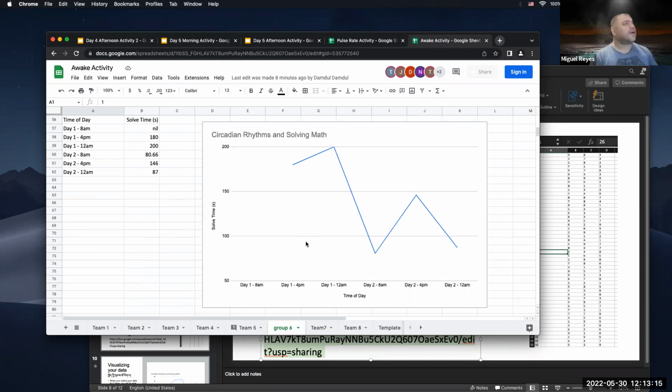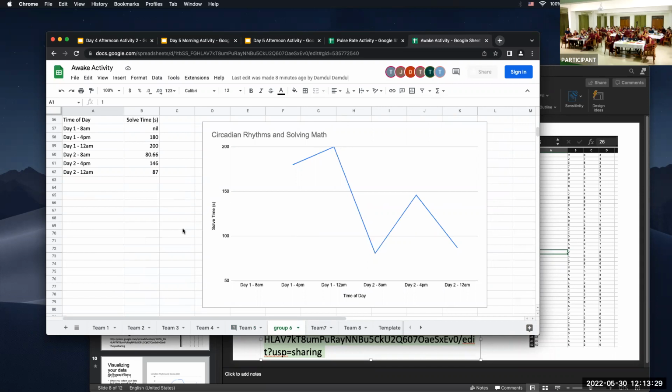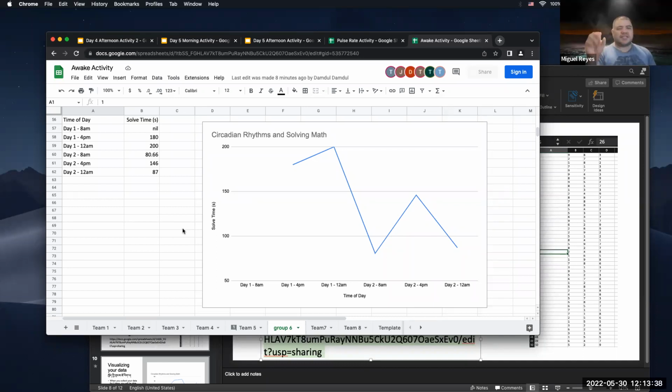Group six, perhaps. I don't understand what nil means. That means no. So it was a single data point that we didn't fill in. Oh, okay. So it's a point of data that was not entered. Okay, got it. No, this is good.